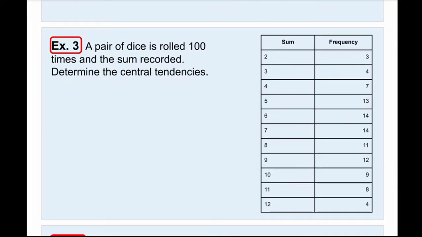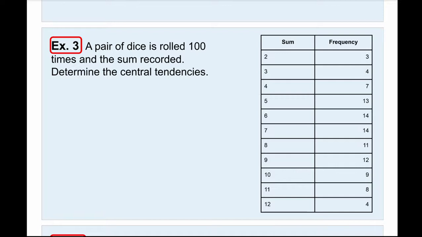Next, we're going to look at a couple different examples of looking at the mean. So different situations that you may come across. So in this example, a pair of dice is rolled 100 times and the sum recorded. Determine the central tendencies. So here we have the sum and we have the frequency, similar to what we've done before in probability.